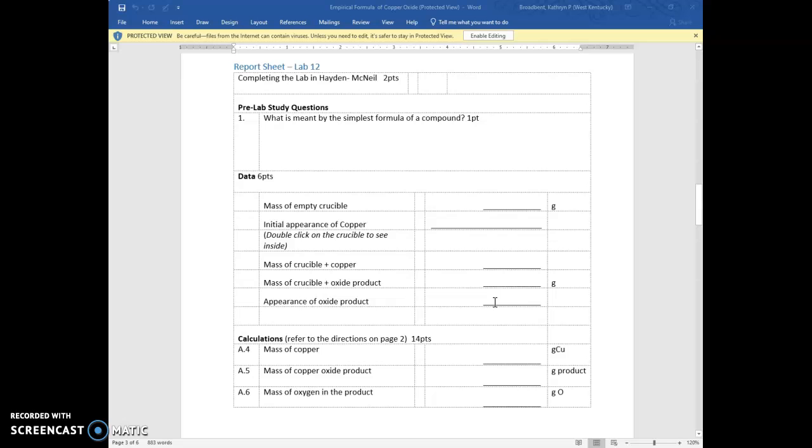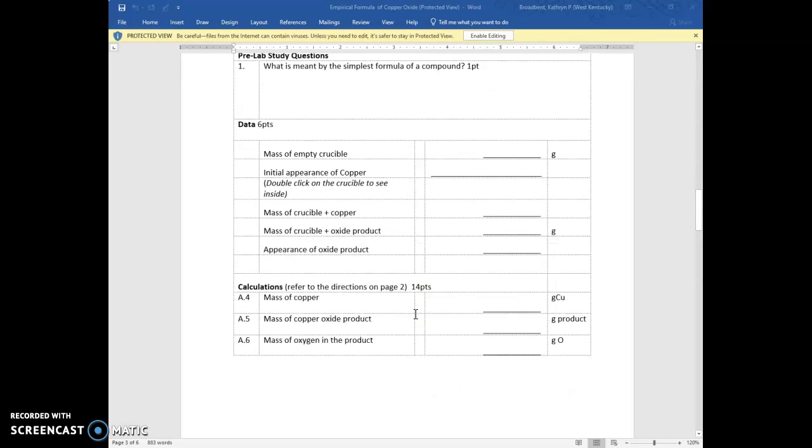And then you'll want to describe the appearance of the oxide product. So that's our data. And then below, we'll do our calculations. 4A is the mass of the copper. Well, how do we know how much copper we have? Well, we have the mass up here of the crucible and the copper. That's on this line right here. If we subtract off the mass of the empty crucible, then we'll have the mass of the copper. That's what goes on this first line.